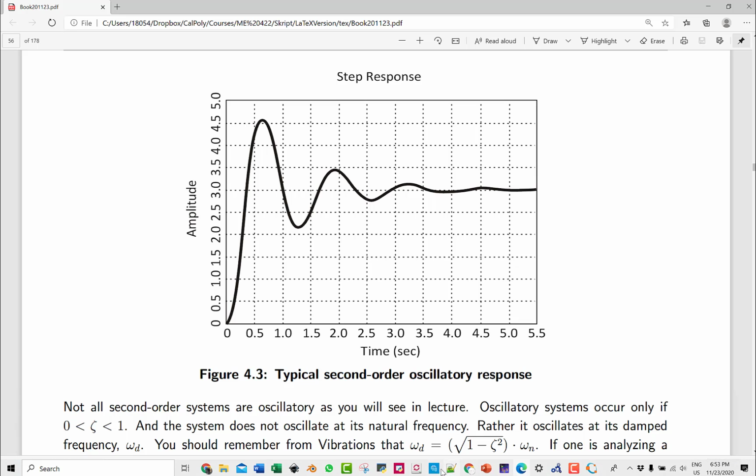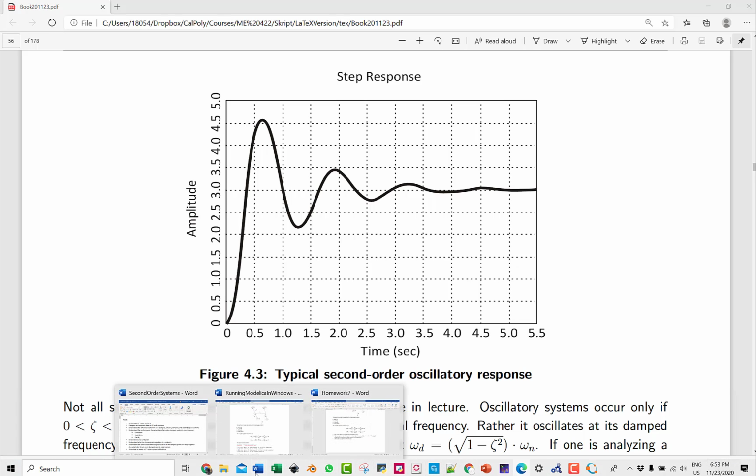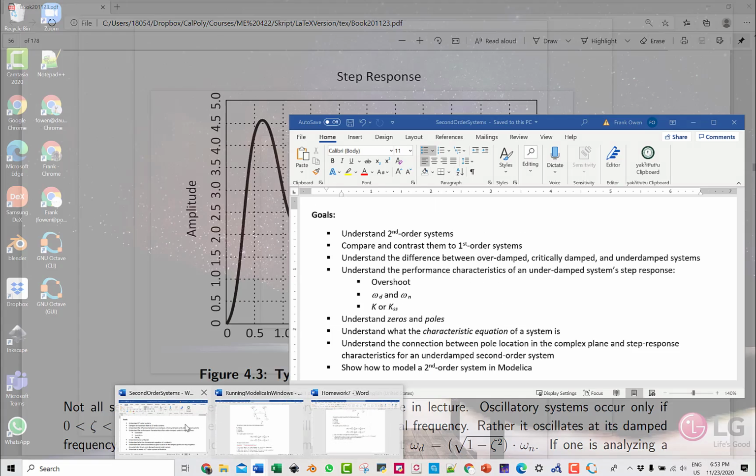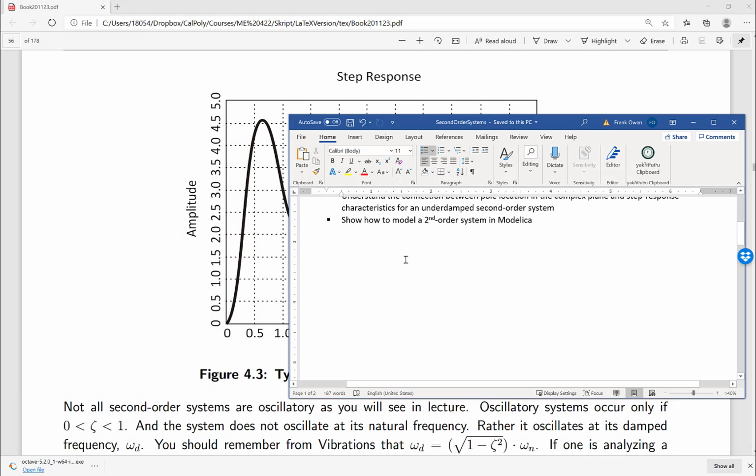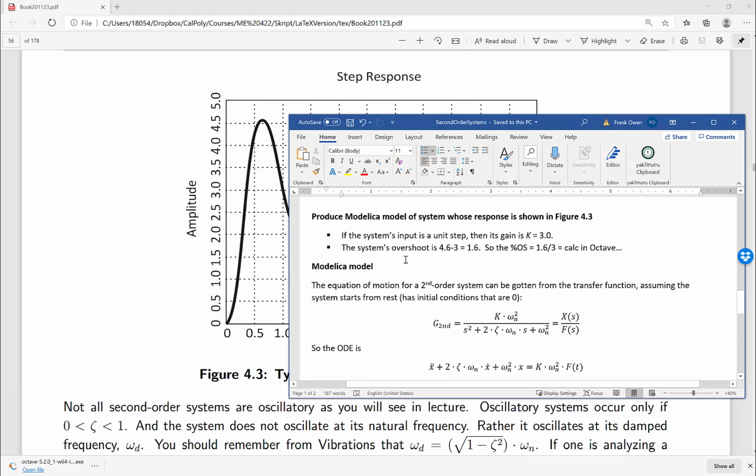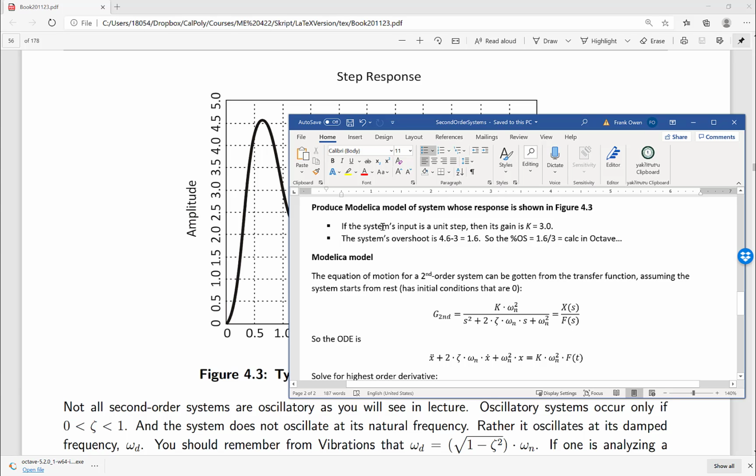Actually, I think I have some notes on this. Let me go back to my Word file here. Let's go down below. So, like I said, if the system's input is a unit step, then its gain is 3. So that's one of the 3 parameters we need, and that was an easy one to get.